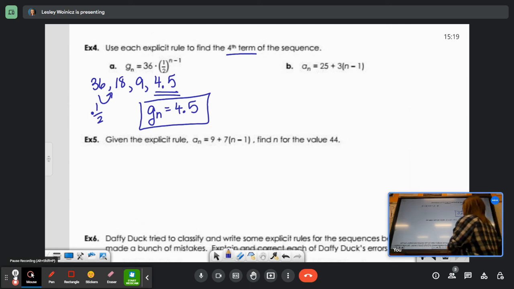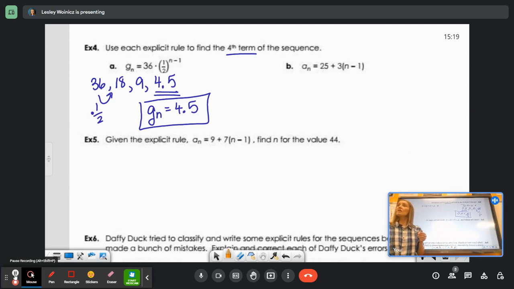Okay, next one. Now, we can either do it like this, where we list out the four terms, and we just care about the fourth one, or we can remember that we can treat this like a function, okay? If we want term 4, what is our n? If we want the fourth term, term number 4, what is our n? 4, right? So this means that our n is 4.